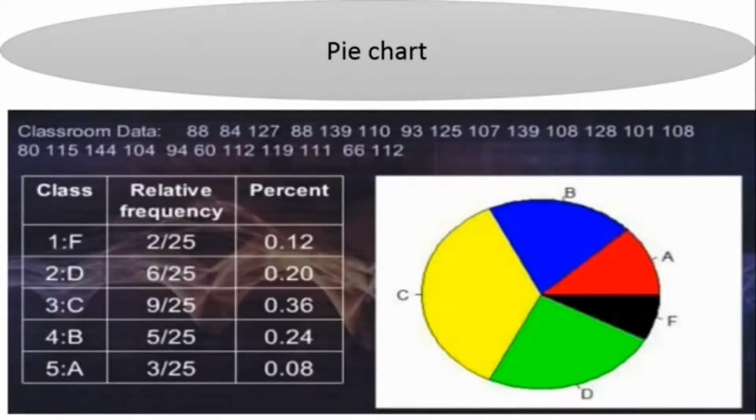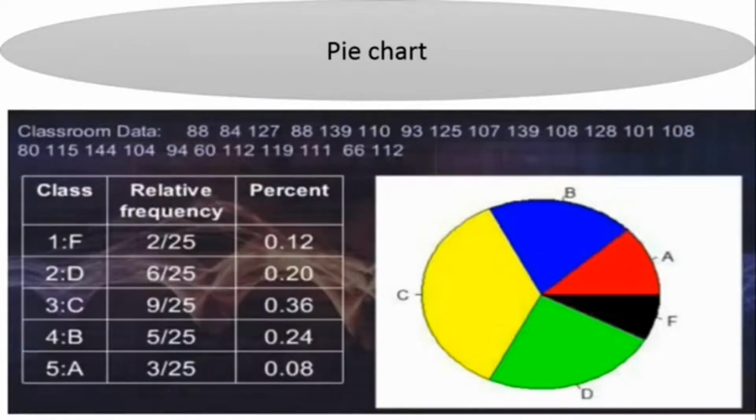You can also look at classroom data scores. We have different classes A, B, C, D, and F, and for each class we have a relative frequency, which is the frequency of the class divided by the total number of students that were recorded. The area of any part of the pie chart is proportional to the relative frequency, and you can see the representation on the right of your screen.